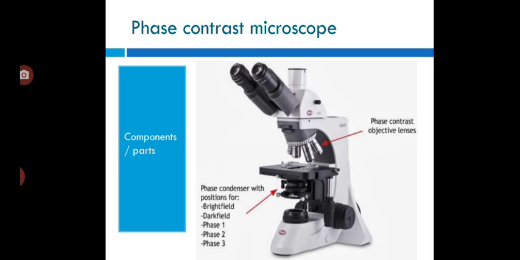Coming first to the annular diaphragm, it is situated below the condenser. It is made up of a circular disc having a circular annular groove. The light rays are allowed to pass through the annular groove. Through the annular groove of the annular diaphragm, the light rays fall on the specimen or object to be studied. At the back focal plane of the objective, an image develops. The annular phase plate is placed at this back focal plane.